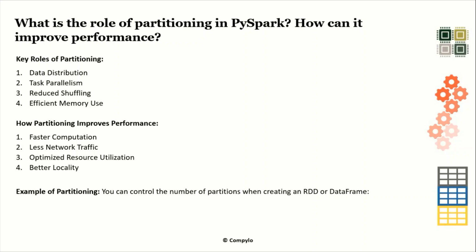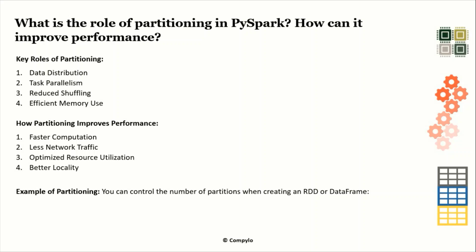Now, how does partitioning improve performance? There are certain points, as you can see on the screen. The first point is faster computation. With data distributed across multiple partitions, Spark can utilize multiple CPU cores and nodes, leading to faster data processing times.